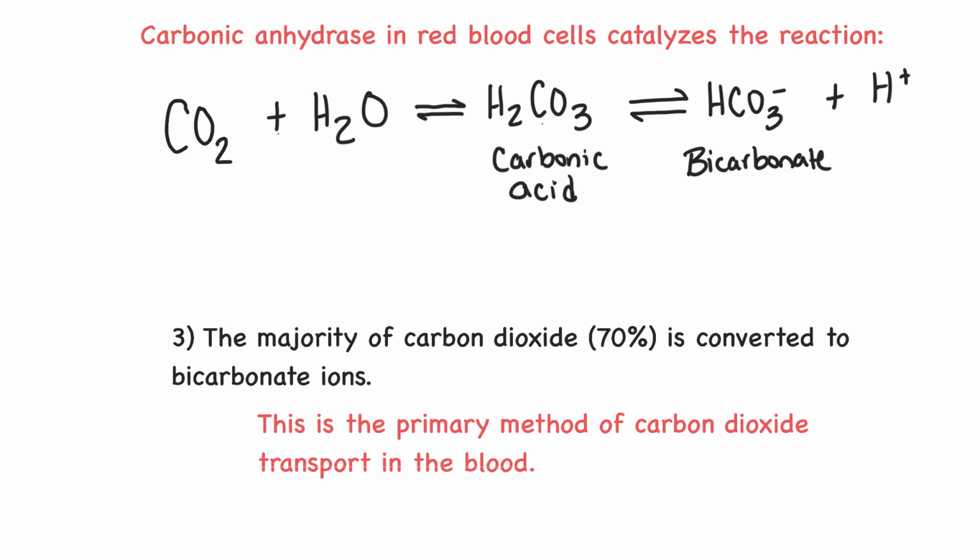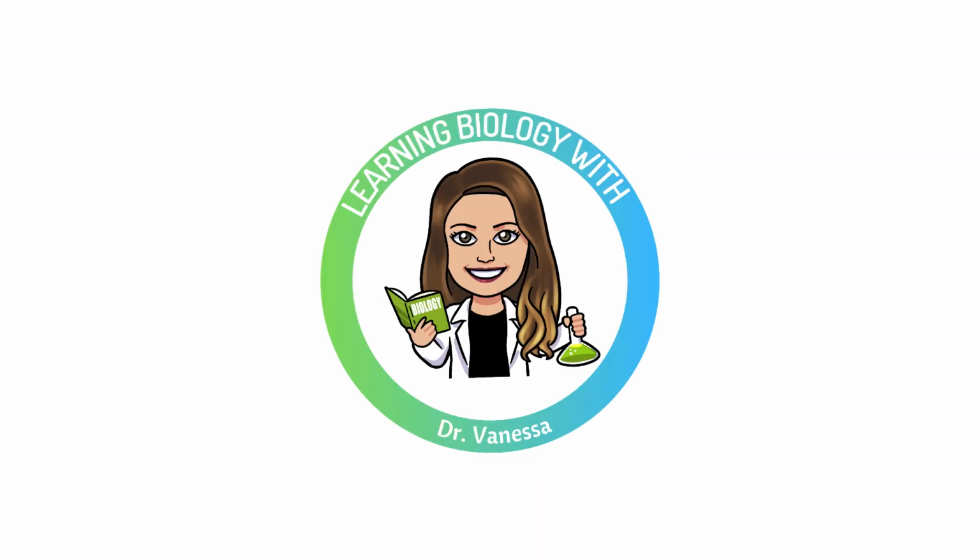When blood reaches the lungs, the process reverses. Bicarbonate is converted back into carbon dioxide, which diffuses into the alveoli and is exhaled. This constant exchange ensures your body maintains the right balance of gases. And that's how oxygen and carbon dioxide are transported in the blood. This is the system that keeps you alive. It allows oxygen to get into the body and reach the cells, and then allows carbon dioxide to be exhaled, that waste product that the cells are making. This allows homeostasis, a balance, to be maintained.